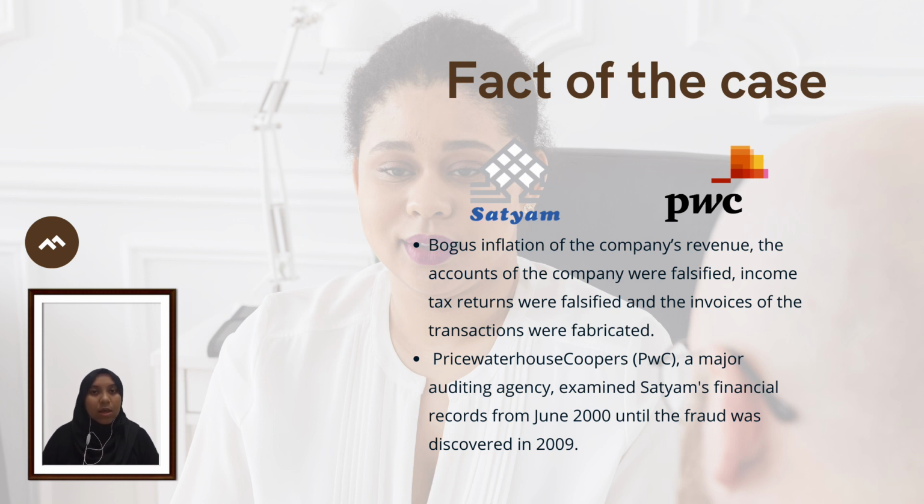PricewaterhouseCoopers, PwC, a major auditing agency, examined Satyam's financial records from June 2000 until the fraud was discovered in 2009. The audit firm received strong criticism for its failure to spot the crime. The $1.04 billion Satyam claimed to hold in non-interest-bearing deposits on its balance sheet was one particularly unsettling figure. Furthermore, it seems that the auditors did not independently confirm with the banks where Satyam claimed to hold money.